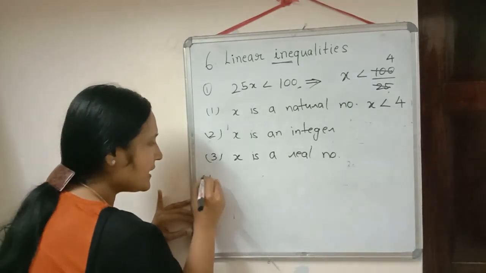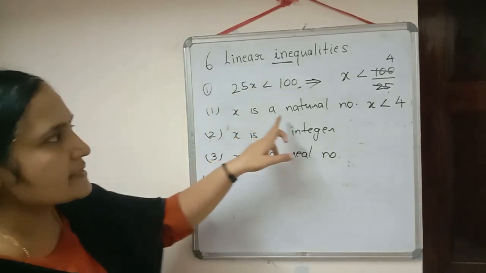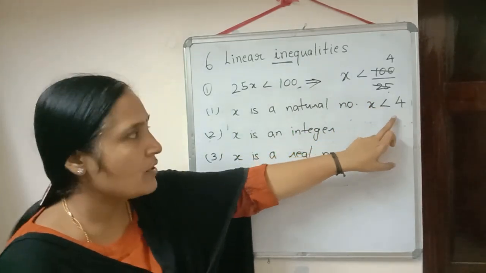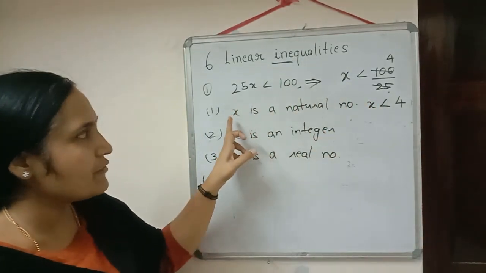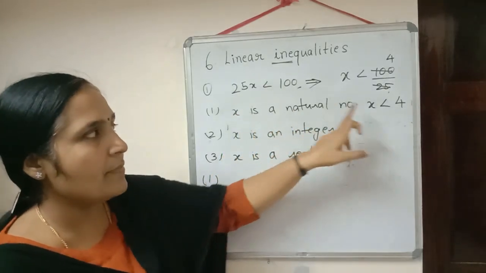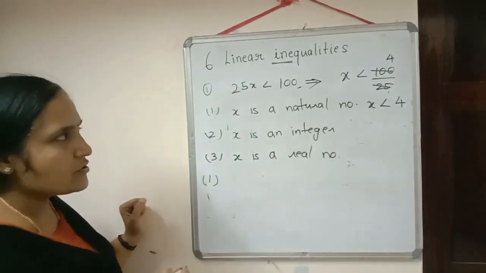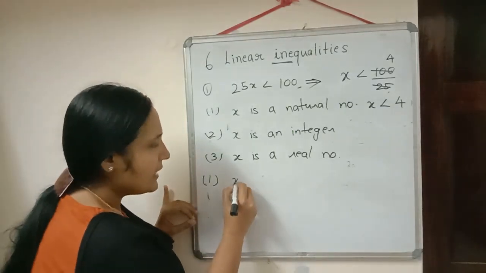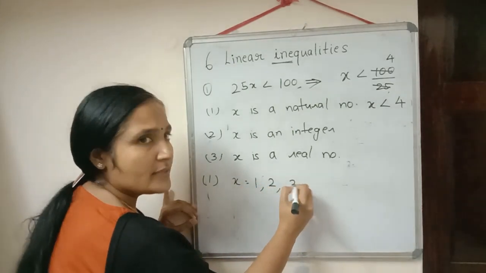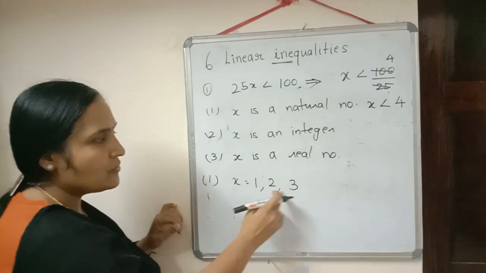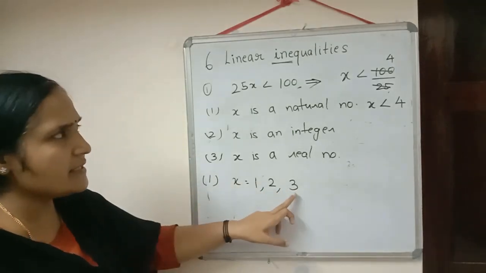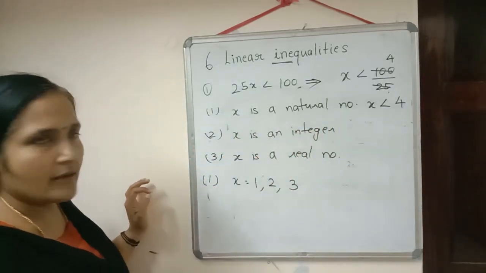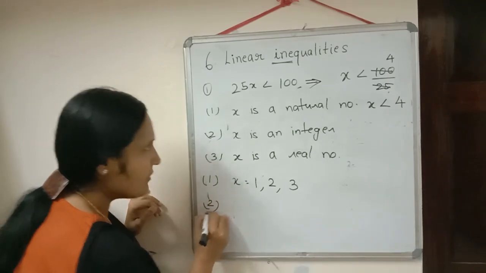Now we will check the first case. What did they write? x is a natural number. And after solving we got x is less than 4. If you combine these two, we have to write a natural number which is less than 4. What are the natural numbers which are less than 4? Yes, 1, 2, 3. So x can take the value 1, 2 or 3. So these are the three solutions for this inequation when x is a natural number. Clear? Okay.